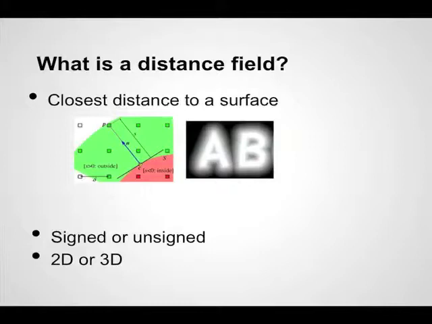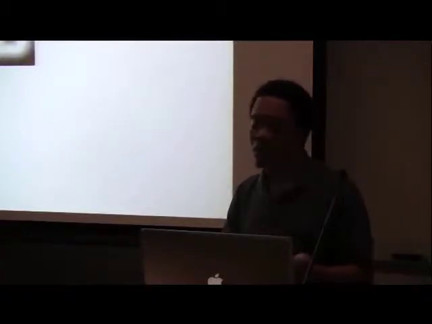And it can be signed or unsigned. In the case of unsigned distance fields, you simply have the distance and you don't have the negative distance. And they can be used to represent 2D or 3D shapes.